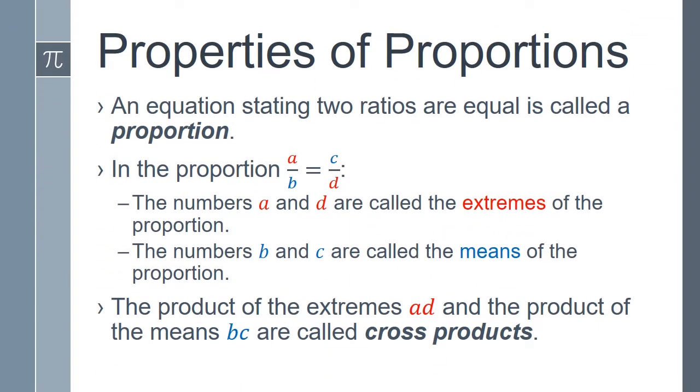Okay, so now what is a proportion? Basically, a proportion is when two ratios are equal. Okay, so in this proportion, A over B equals C over D, the numbers A and D are called the extremes of the proportion. The numbers B and C are called the means.